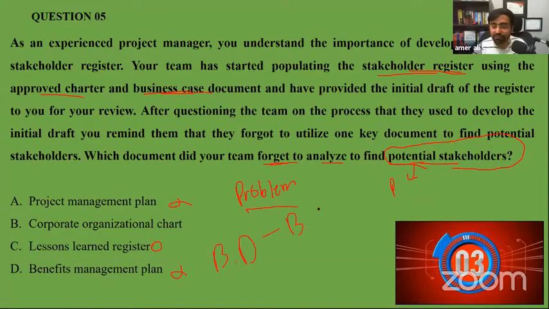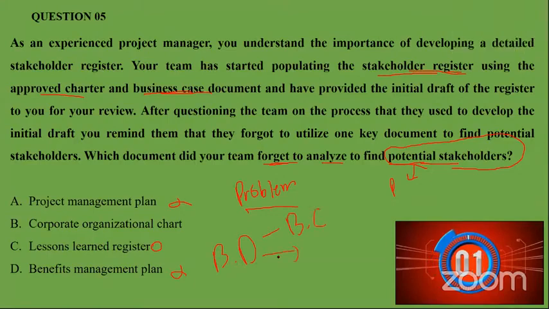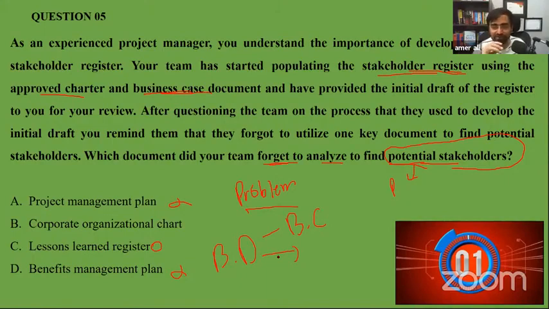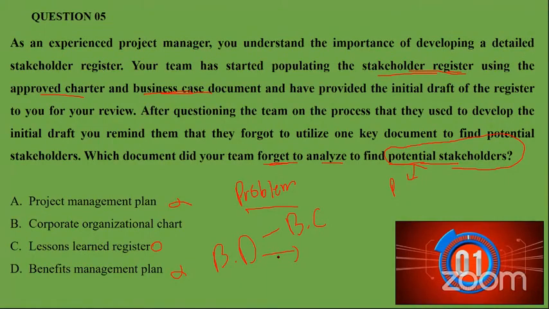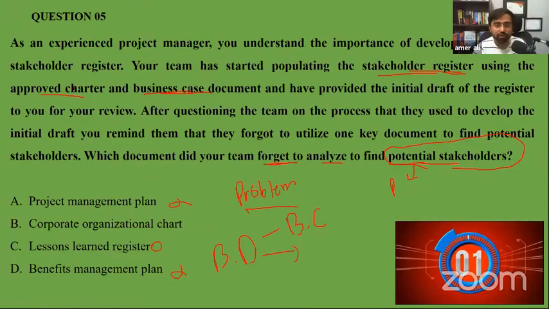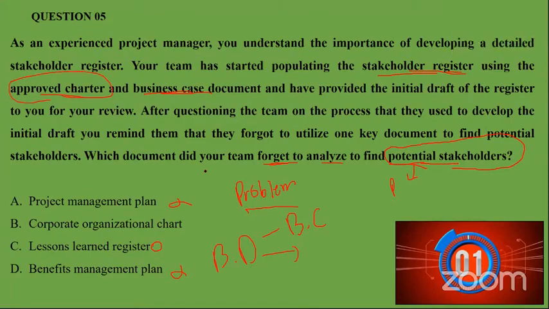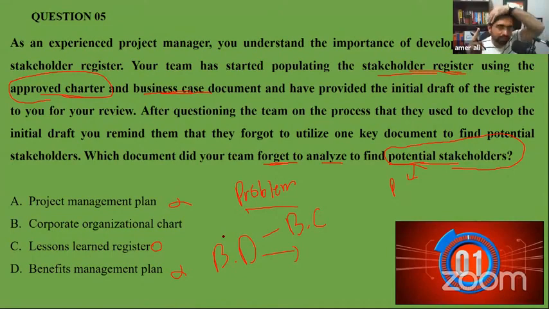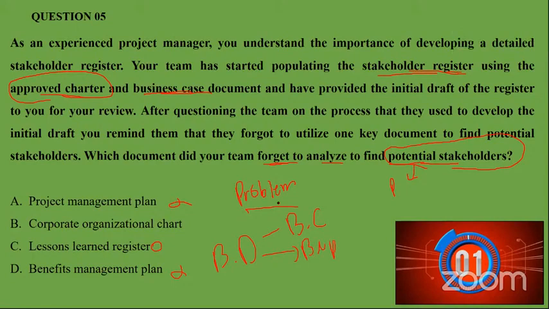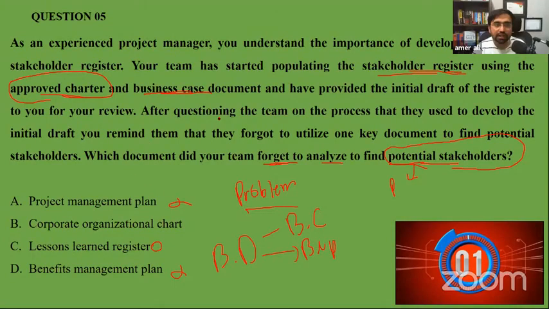We have two business documents now. Business case, and which is the second document? Benefits management plan. Please let him answer. Yes, Ritesh. Project charter. We already use the charter, no? We already use the approved charter. Okay. So we have two business documents that we go through in the initiation phase, business case and benefit management plan. Okay. Ritesh, if you work with me in the question, as an experienced project manager, you understand the importance of developing a detailed stakeholder register.